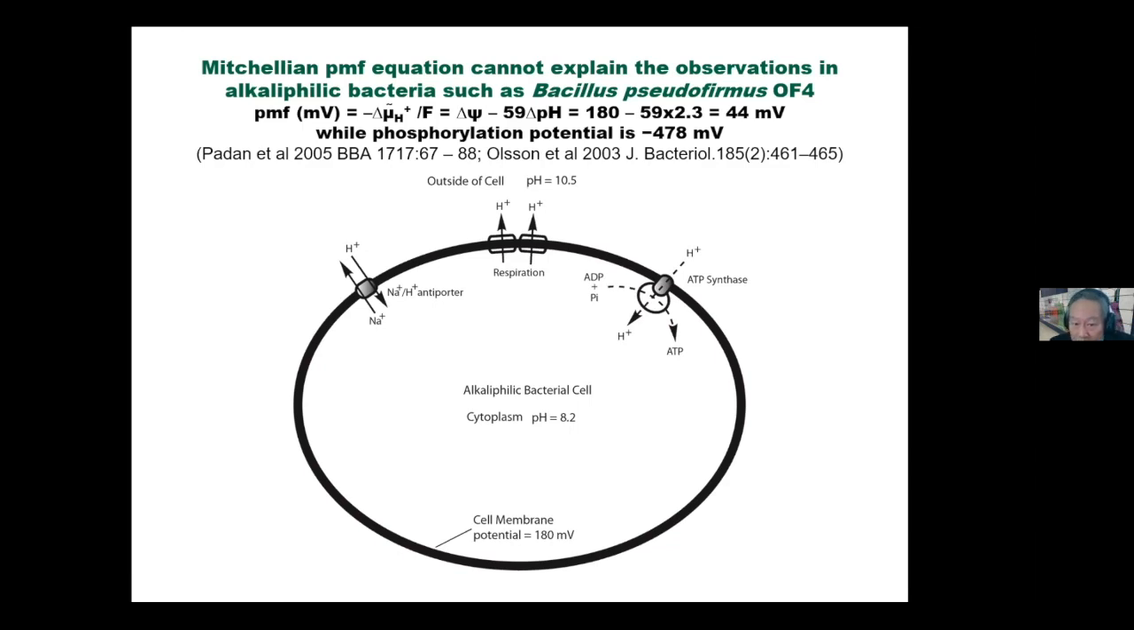Now, the key here is that you look here. You're supposed to have proton pumping here, right? But look outside, the pH is 10.5. You have a very low proton gradient, is that right?